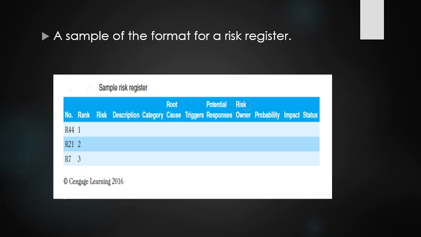Potential response to each risk. A potential response to the defective server might be to include a clause in the supplier's contract to replace the server within a certain time period at a negotiated cost.